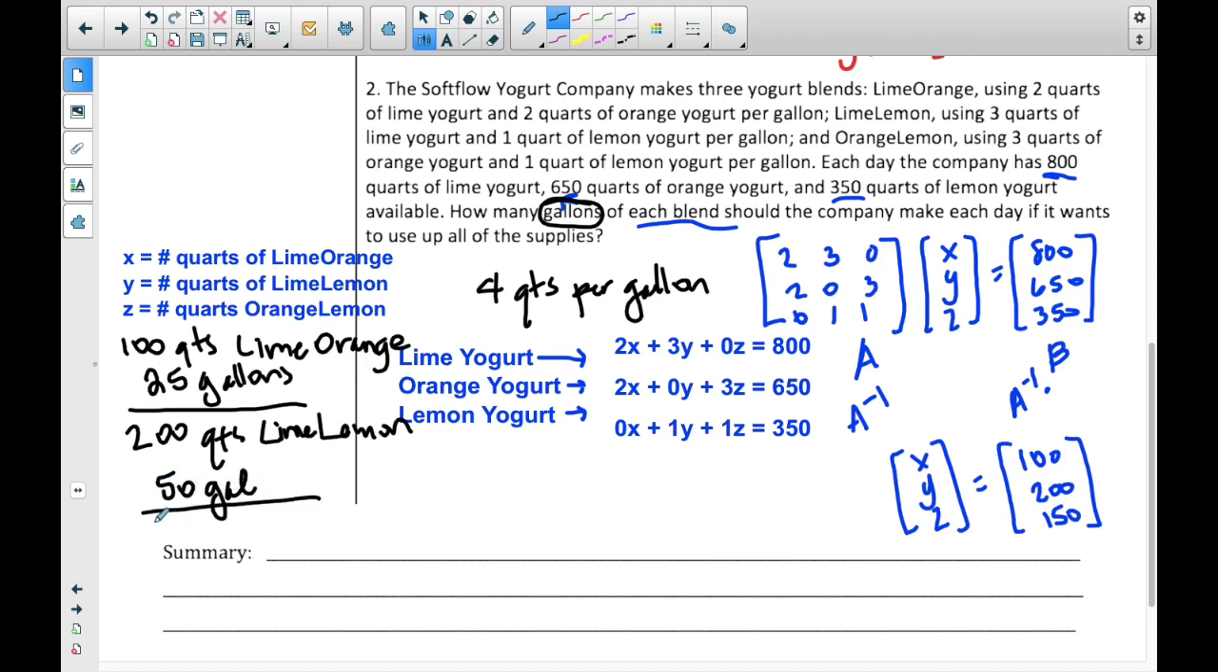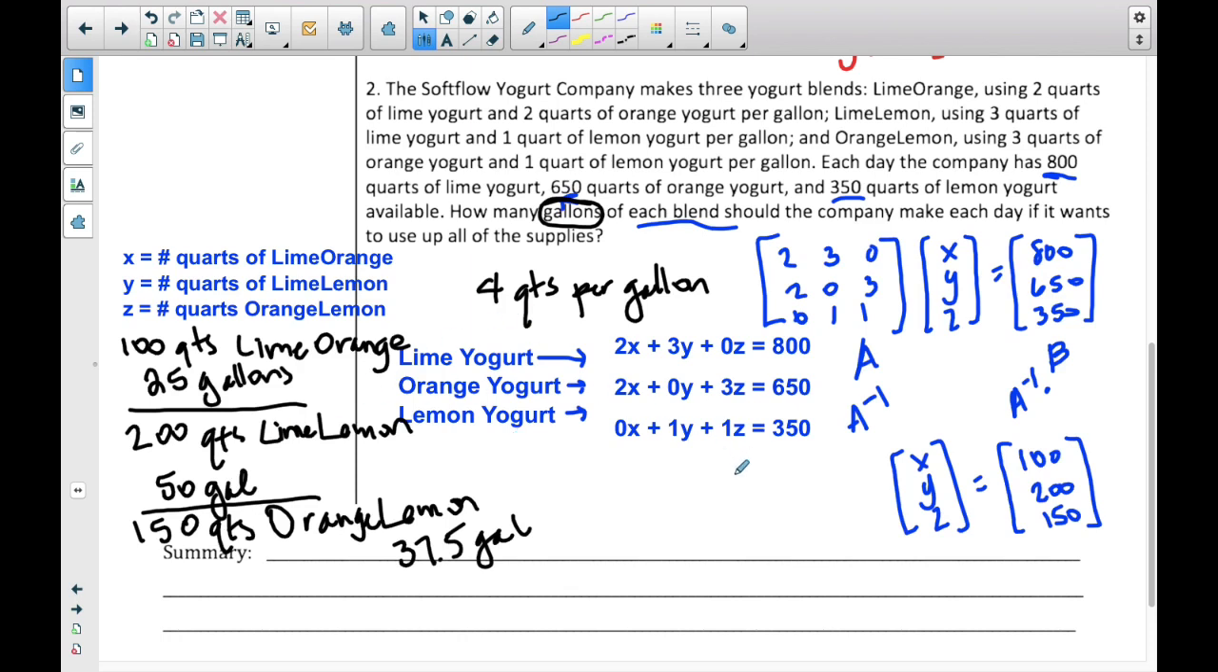And finally, we have 150 quarts of orange lemon. We divide 150 by 4 and we get 37.5. So our final answer is, the question was how many gallons of each blend should they make if it wants to use up all the supplies? They should make 25 gallons of lime orange, 50 gallons of lime lemon, and 37.5 gallons of orange lemon. And that will use up all their supplies. I hope they get to sell all that yogurt.